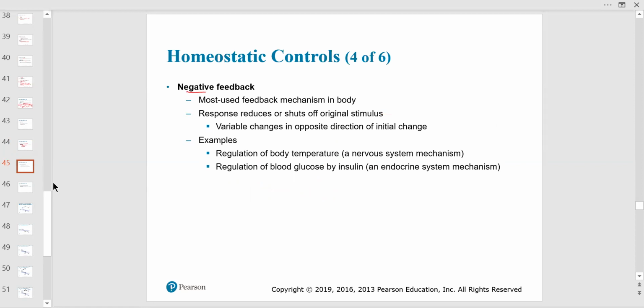So this is the most used, negative feedback. So if all else fails, it's a negative feedback. Just remember the ones that are positive feedback. So of course, body temperature is a negative feedback.